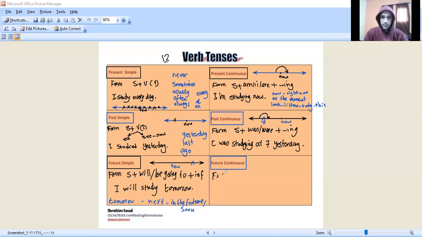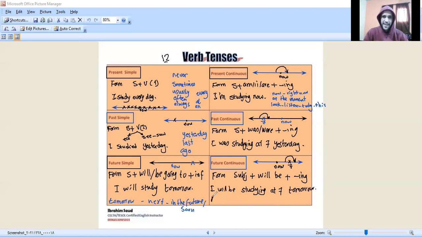We have a subject plus will be plus verb plus ing. Look at this timeline. This is now, and we have an action that will be in progress in the future at a specific time, for example, at 7 o'clock. So we can say, I will be studying at 7 tomorrow.